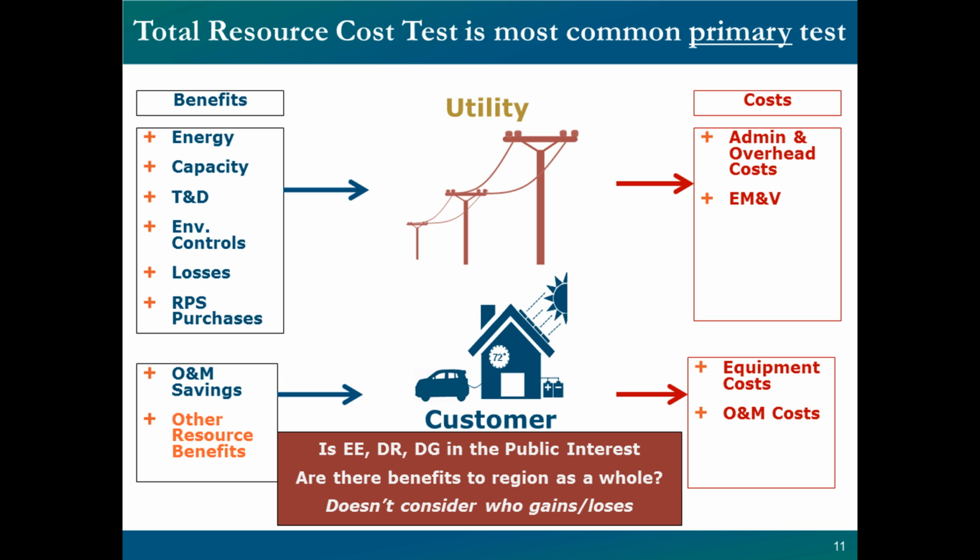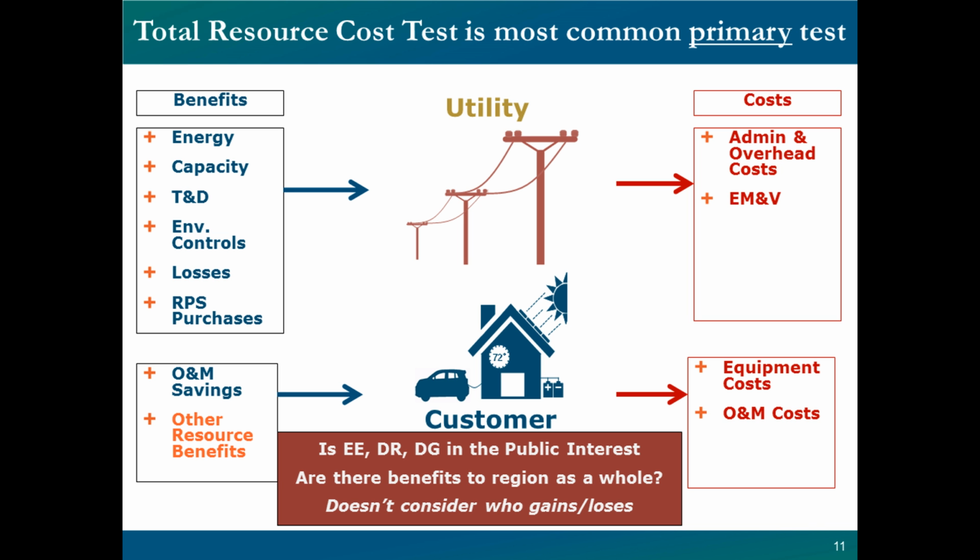And then the costs are running the program, the evaluation of the program, the equipment costs, and usually the equipment cost is defined as an incremental measure cost. So if I'm doing that LED, how much more did the LED cost than the CFL the customer is going to buy anyway, or the incandescent? And then the O&M cost if there's additional costs of maintenance. So this gives you this broad look at whether your program or portfolio is a benefit from a regional perspective. And again, it doesn't consider who gains or loses.